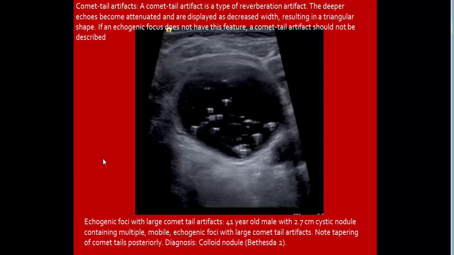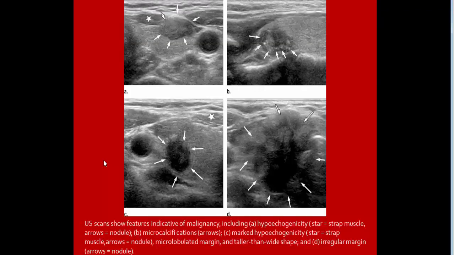Comet tail artifact, colloid nodule. This scan is indicative of malignancy, where we see hypoechogenicity, and this is star-shaped, with microcalcification. As we see, marked hypoechogenicity relative to the neck musculature, and irregular margins, and these are all signs of malignancy.